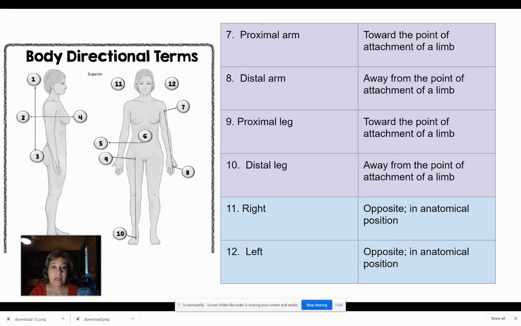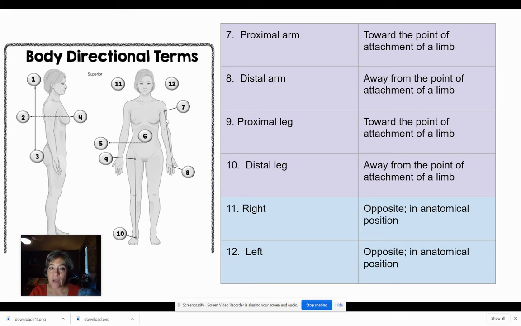Okay, so I can say that my wrist is distal to the elbow because the wrist is farther from the point of attachment than the elbow is, so it is distal. Again, use your own words. The wrist is farther away from the point of attachment than my elbow, so farther away means distal. I can say that my elbow, you're starting with the elbow, is closer to the point of attachment than my thumb is. So my elbow is proximal to my thumb.